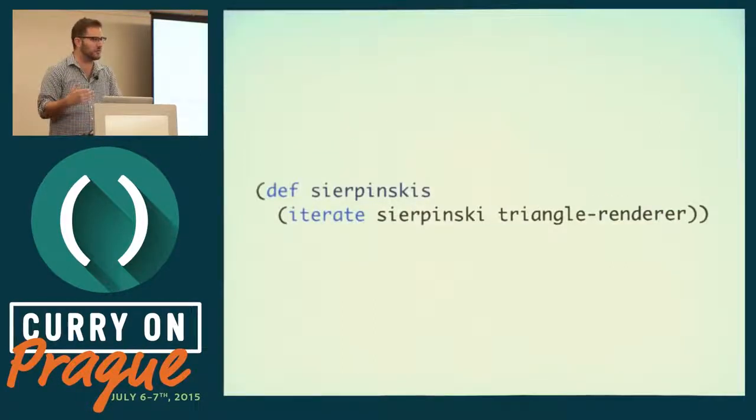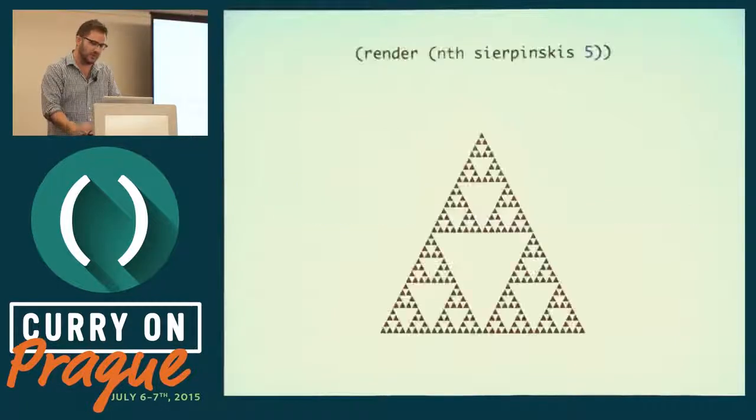And then we can do something that is much more closely resembling functional programming. We can define an infinite lazy sequence of all the Sierpinski shapes. And we can choose one of them and we can render it. And this is significantly better.